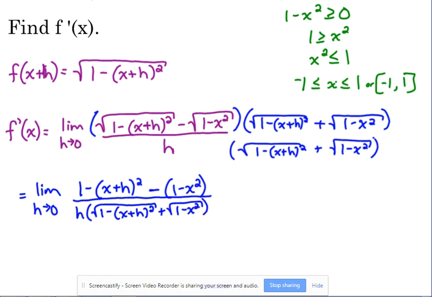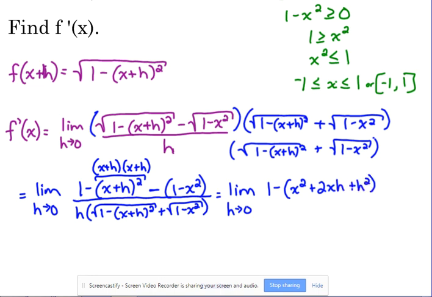Now, we are going to have to multiply this expression out right here. Remember, that's (x plus h) times (x plus h). It is not x squared plus h squared. All right? Because we can't simplify anything unless we multiply it out. So let's do that. We've got 1 minus, and we have to put parentheses because there's a minus sign in front of this whole thing. So when we FOIL it, we get x squared plus 2xh plus h squared.